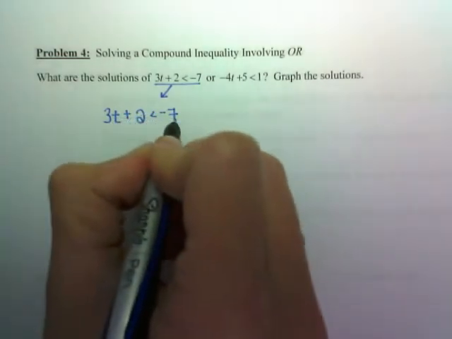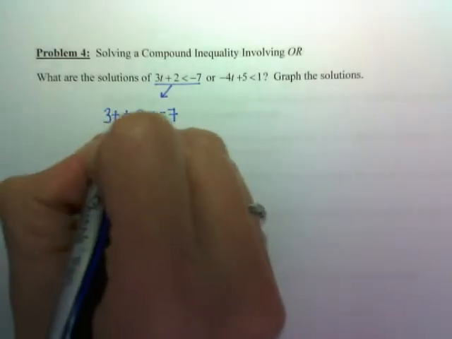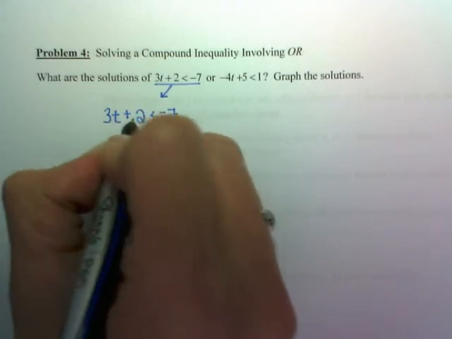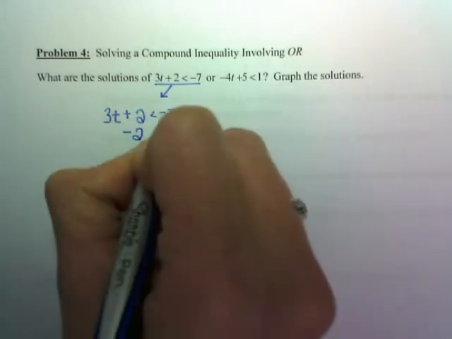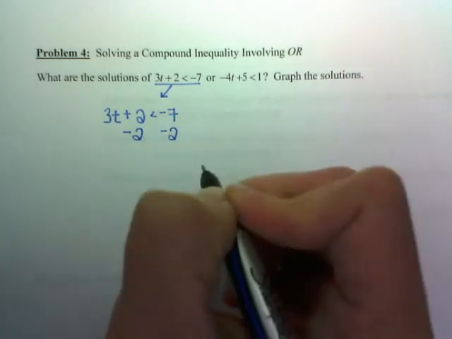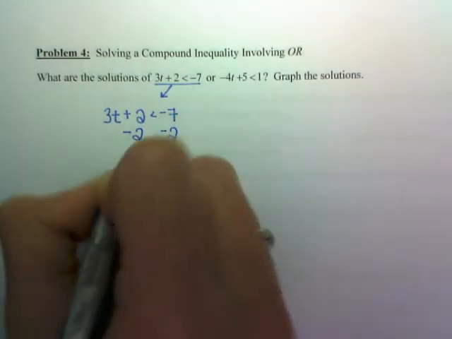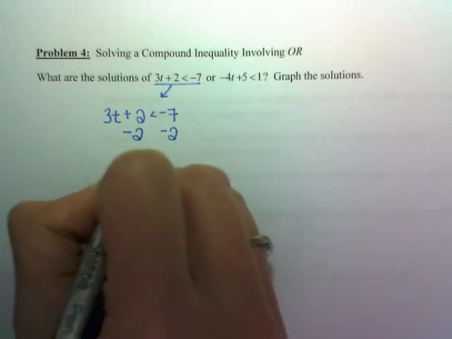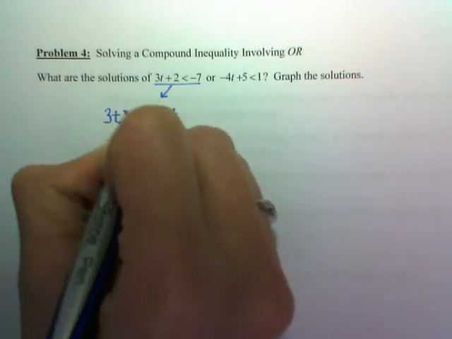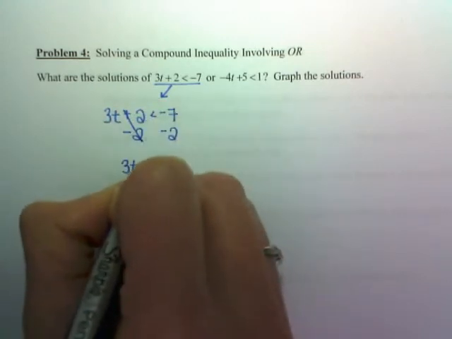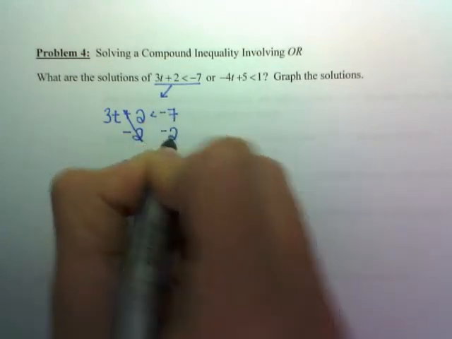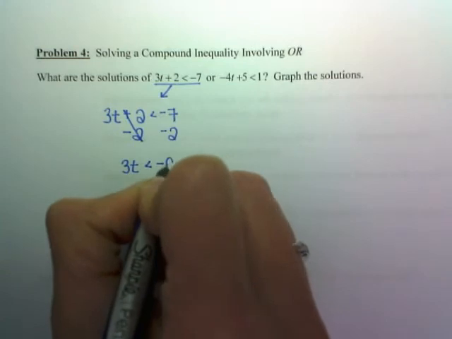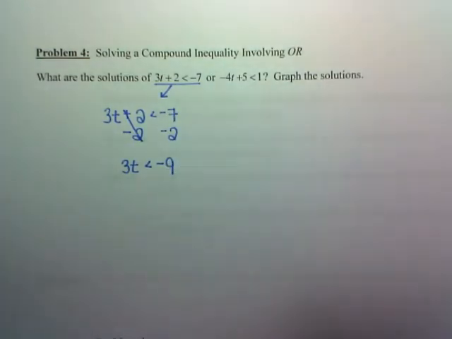Well, this is a 2-step inequality. 3t plus 2. Plus 2 is the last thing I did there, so the first thing I undo, I'm going to subtract 2 from both sides. I'm left with a positive 3t, because 2 minus 2 gives me 0, less than negative 7 minus 2. I'm down 7, I'm going down 2 more, so I'm down 9. Notice my inequality symbol did not change with subtraction.